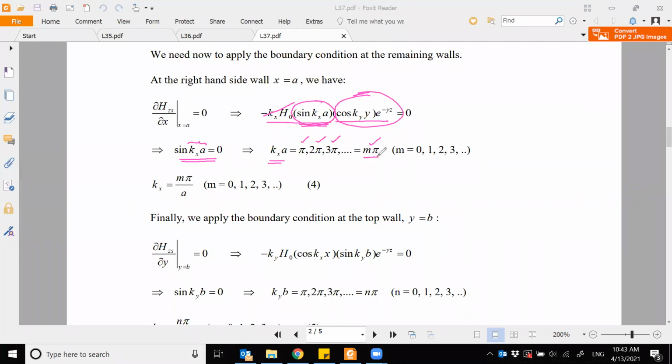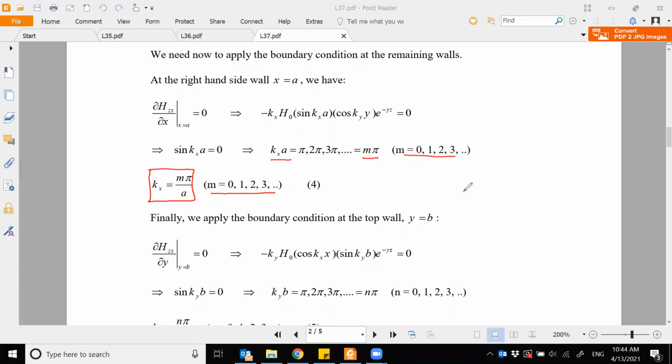And sine 0 is also 0. So that's why if m is equal to 0 here, that means it is sine 0. So m can take all these values. And therefore, if kx times a is m pi, so kx is m pi over a, where m is equal to 0, 1, 2, 3, and so on.